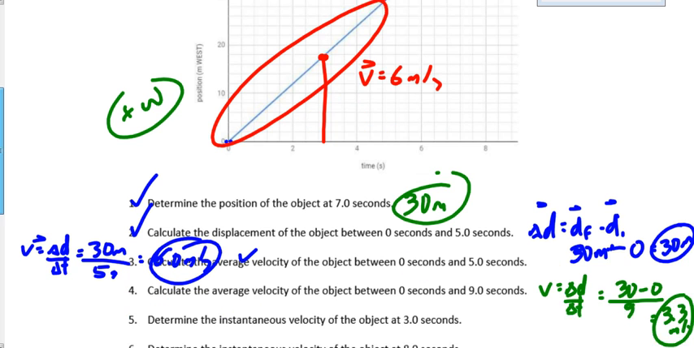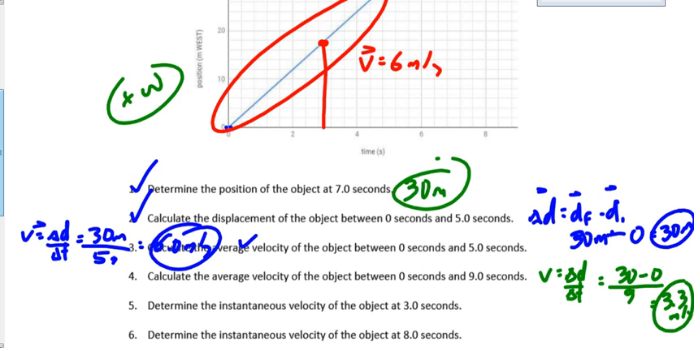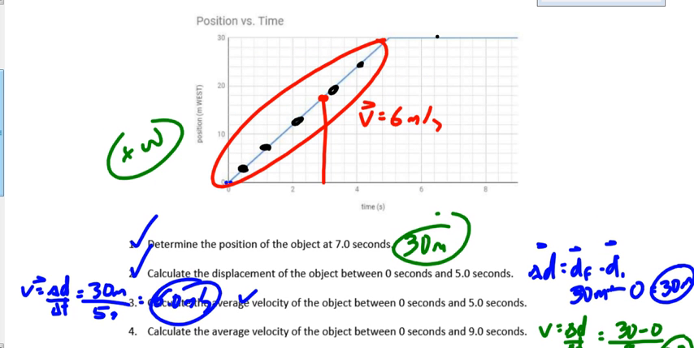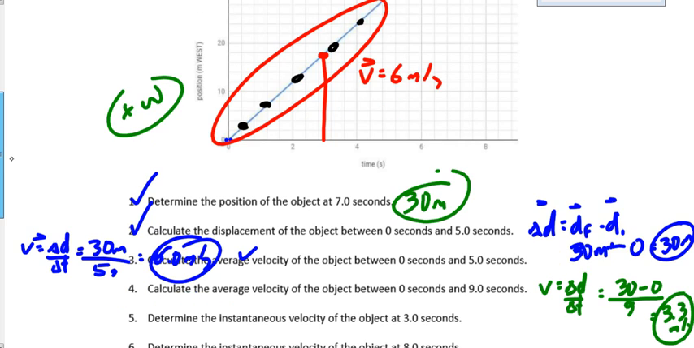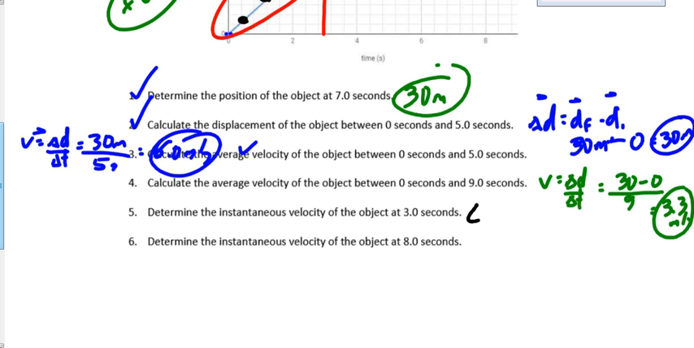Not the overall average velocity, but the average velocity of that straight line was 6, right? So what's the instantaneous velocity right here? What is it here? Here. Over here. Not 6. We'll worry about what it is later, but it's not 6. Along that straight line, it's 6 meters per second everywhere. That includes for question number 5. At 3 seconds, it's 6 meters per second. Same as it is from question number 3, right?